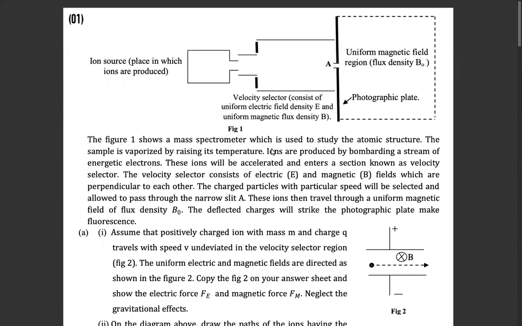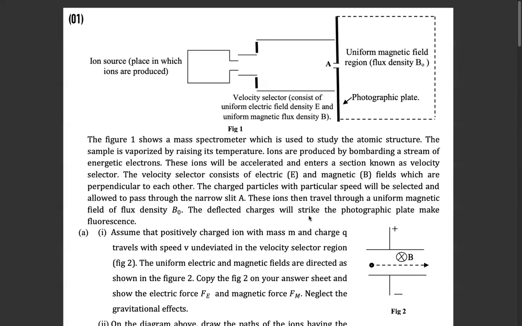Figure 1 shows a mass spectrometer which is used to study atomic structure. I think you must have come across this in chemistry in your first units. The sample is vaporized by raising its temperature. Ions are produced by bombarding a stream of energetic electrons. These ions will be accelerated and enter a section known as the velocity selector. This one. The velocity selector consists of electric and magnetic fields which are perpendicular to each other. The charged particles with a particular speed will be selected and allowed to pass through the narrow slit A. These ions then travel through a uniform magnetic flux density.